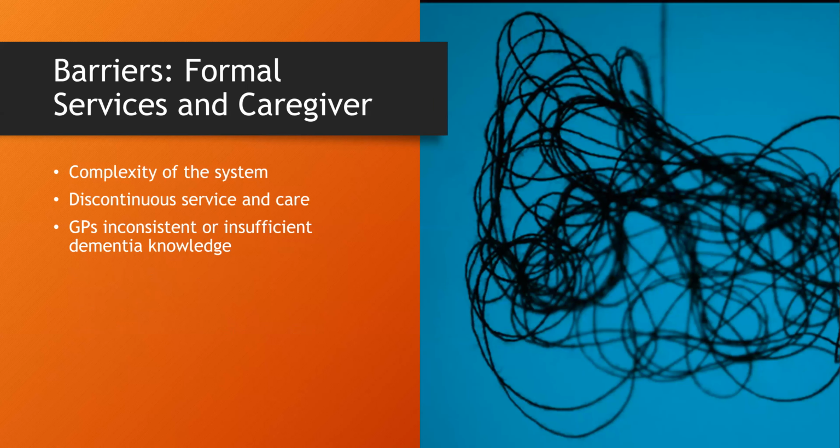Having a complex system of services, whether that means having to access different services to obtain the adequate level of care, or having to go through complicated insurance policies or other such issues. Discontinuous service and care. For example, maybe having a new nurse or home health attendant or other caregiver coming in every day, with each one having to learn the specifics of a single patient every day. You can see how this could be a real barrier.